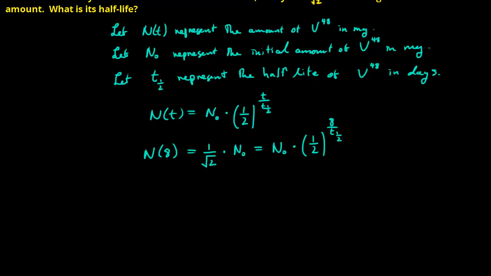Now we have an equation, actually. We can divide, if n subscript 0 is not 0, we can just divide both sides of the equation by the initial amount. So those factors divide out. Presumably the initial amount is not 0 milligrams, because presumably we have some kind of initial amount of vanadium-48. So we end up getting that 1 over root 2 is equal to 1/2 to the power of 8 divided by its half-life.